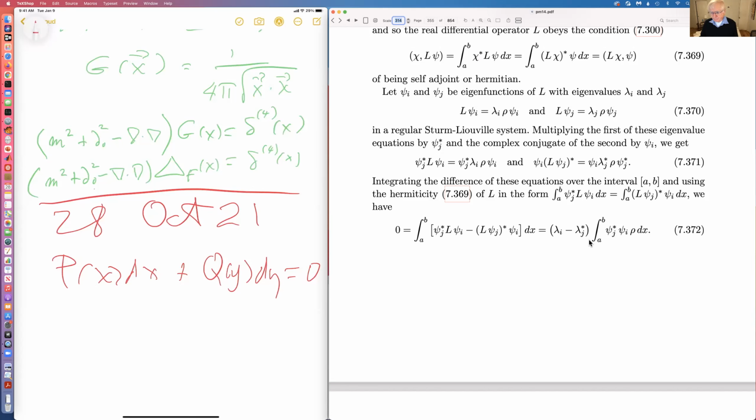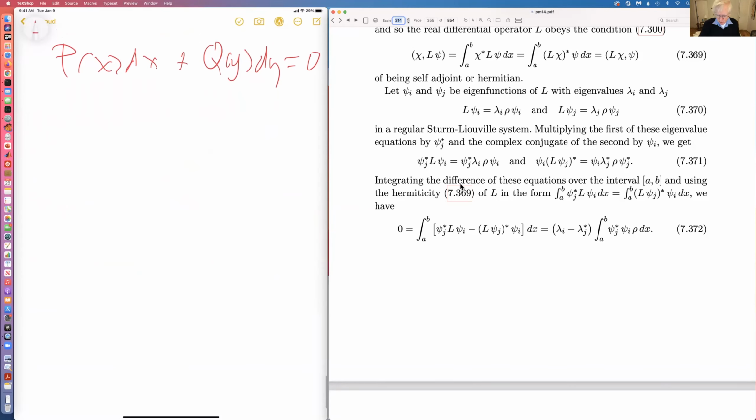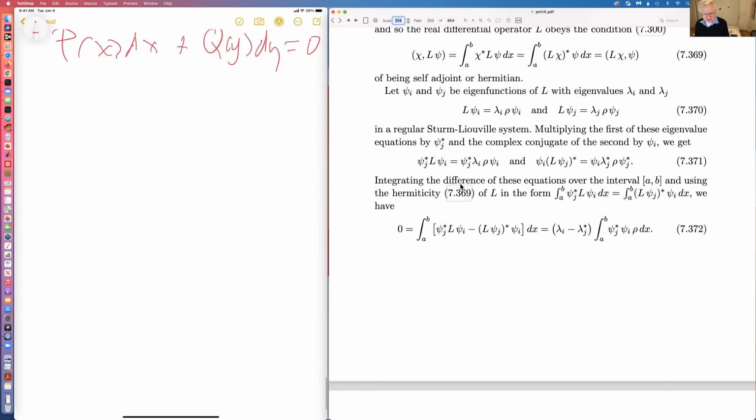And consequently, lambda i minus lambda j star times this vanishes. And what we're using here is this hermiticity property up here. Maybe I should make that more explicit, because as I just read through it, it wasn't obvious to me what I was doing, to tell you the truth.